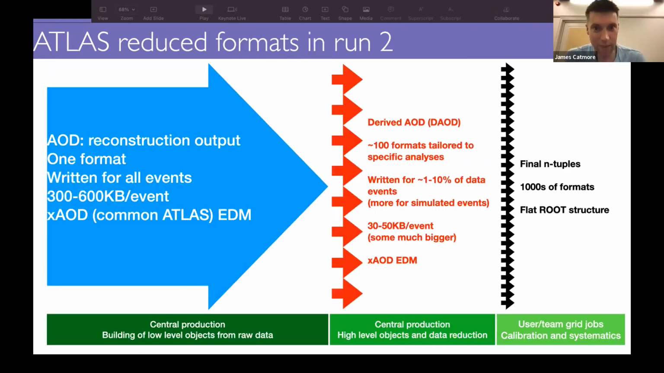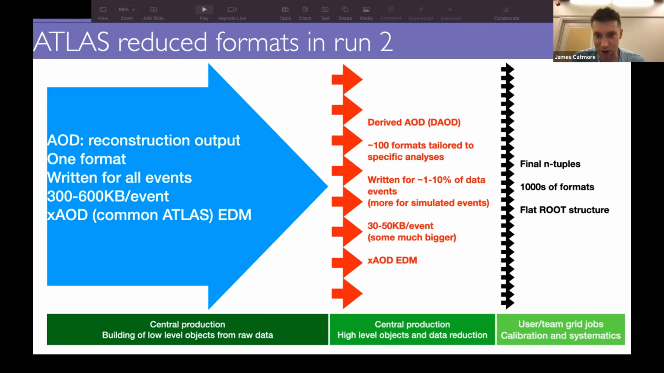So in Run 2, ATLAS had a model where we had around 100 different derived AOD, or DAOD, formats, which were specifically tailored to individual analyses. Of course, the reconstruction output is very large. There's one format, it's written for all events, and it's written in the common xAOD ATLAS EDM made in the central production. In the reconstruction, you're essentially building the low-level objects from the raw data and some of the higher-level objects. These DAODs, as I said, there are around 100 of them.